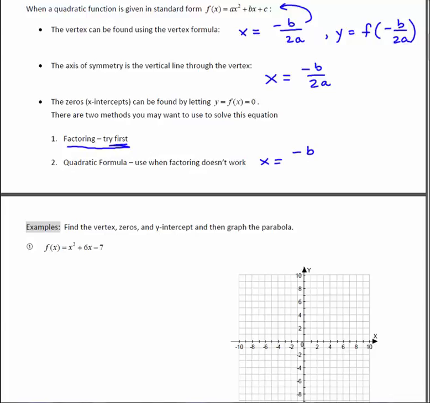Just a reminder, the quadratic formula looks like this. x is equal to minus b plus or minus the square root of b squared minus 4ac, all divided by 2a. And we'll need to use both of those methods of finding the x-intercepts in the examples as we do them.